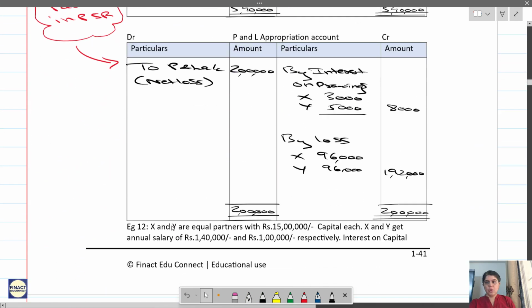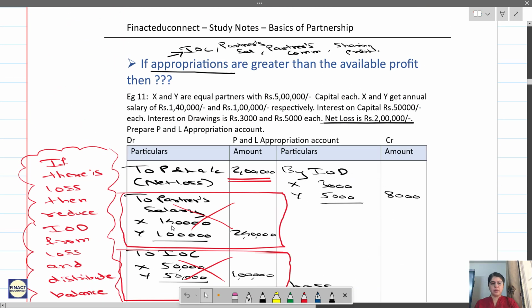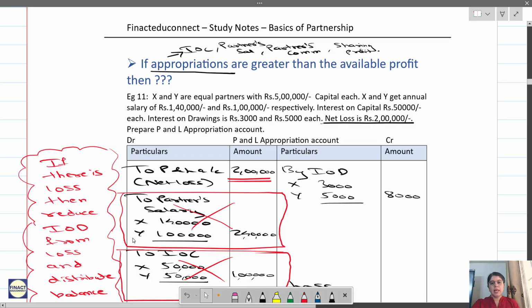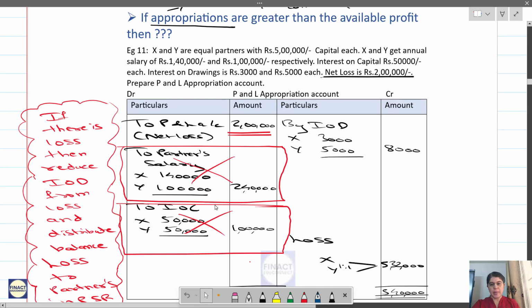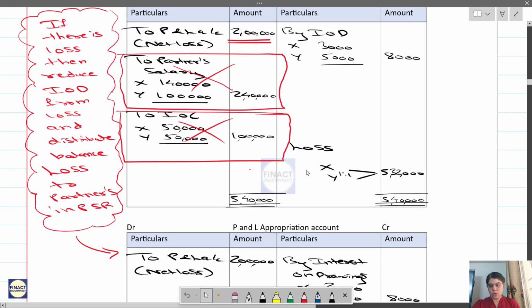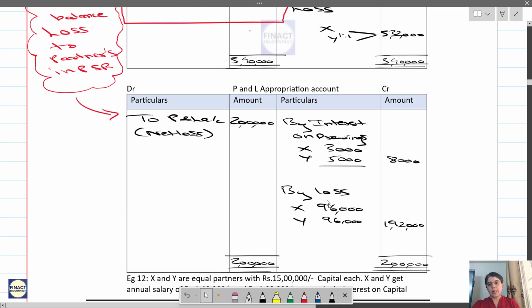Okay, go to page number 1.41. Go to page number 1.41. Now in this what we are learning, if the appropriations are greater than the available profit, then what we are going to do. So we learned two cases. So if there is a loss, then there is no logic in giving partner's salary, interest on capital and then distributing that entire loss. We must never do that. If there is a loss, you deduct interest on drawings and then whatever is the net loss after deducting interest on drawings, that should be distributed to partners in their profit sharing ratio. That is what we have done here.